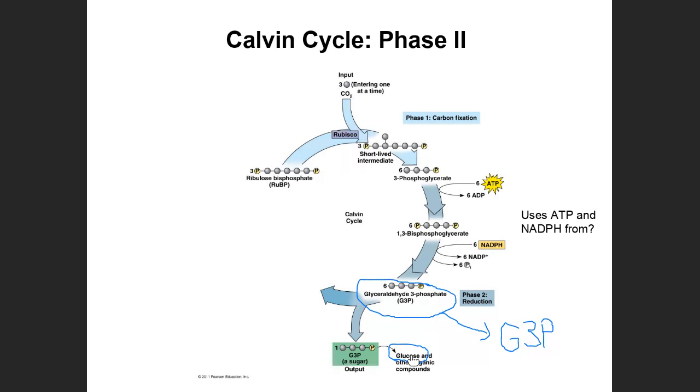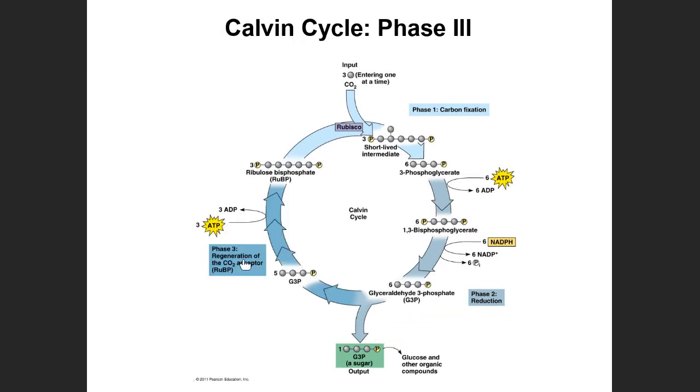What I want you to know going into the test, though, is that a small amount of G3P, or 1 out of every 6, will exit the Calvin cycle and be converted to glucose. From there, the plant can use it as chemical energy, or it can use it to make other organic compounds, to simplify it. Now, the remaining G3P, or simply the majority of the G3P, stays in the Calvin cycle and enters phase 3, regeneration of RuBP.